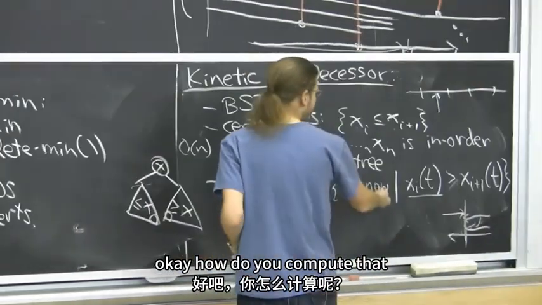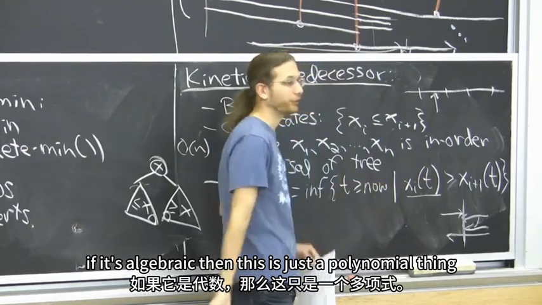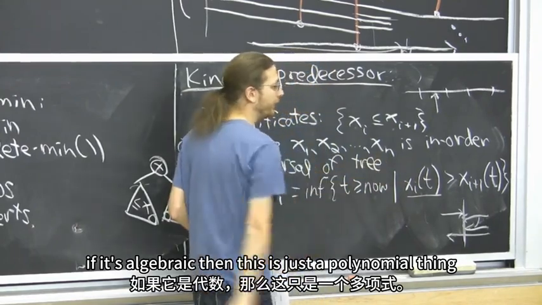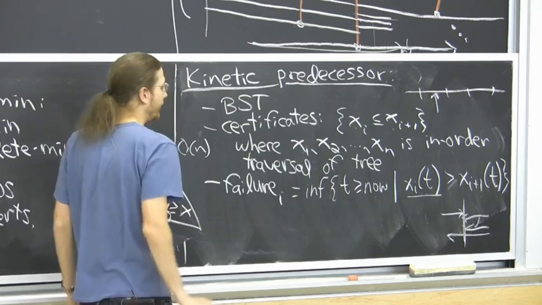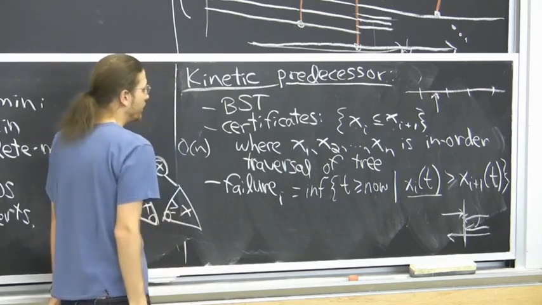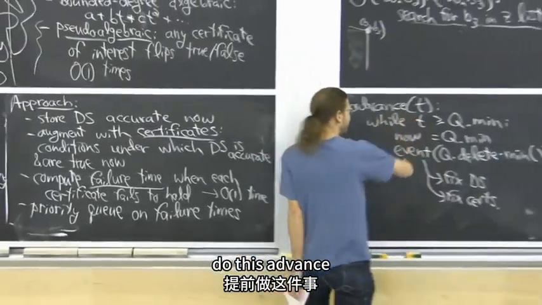Okay, how do you compute that? Well, it depends what these trajectory functions are like. If it's algebraic, then this is just a polynomial thing. You can do it in bounded degree. You can do it in constant time. That's our model.